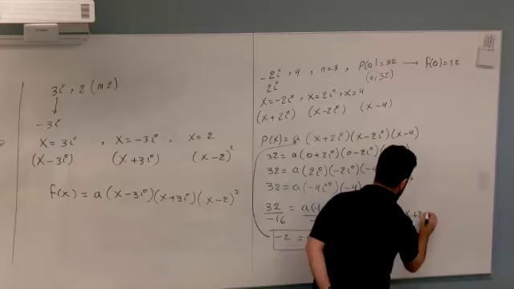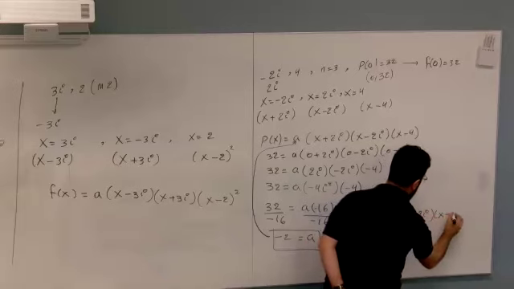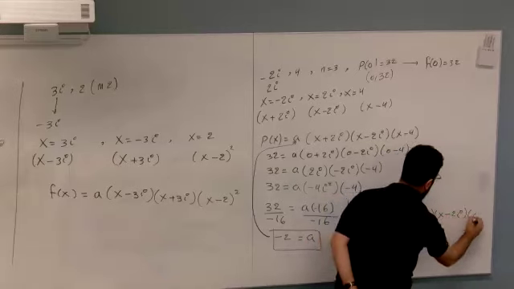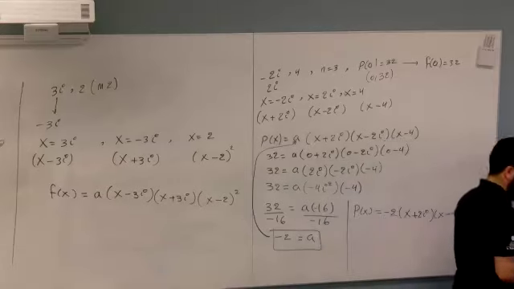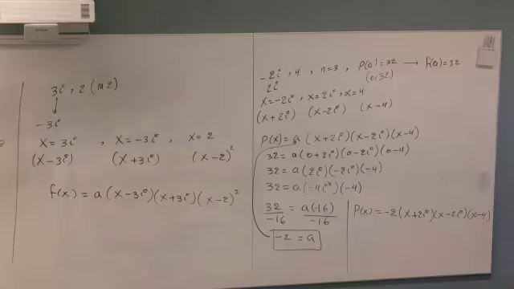x plus 2i, x minus 2i, x minus 4. That's the answer right there.